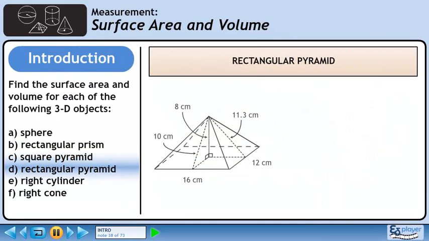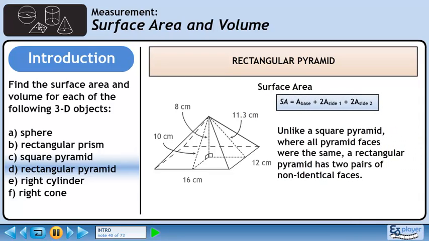In Part D, we'll investigate a rectangular pyramid. First, we'll learn how to calculate the surface area. We need the area of the base plus 2 times the area of a side plus 2 times the area of the other side. Unlike a square pyramid, where all pyramid faces were the same, a rectangular pyramid has 2 pairs of non-identical faces.